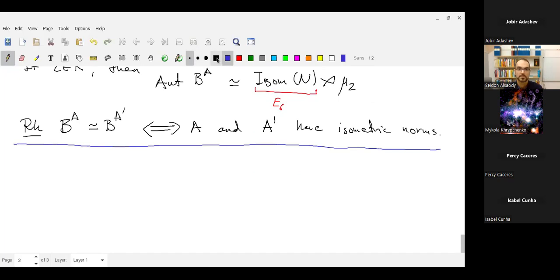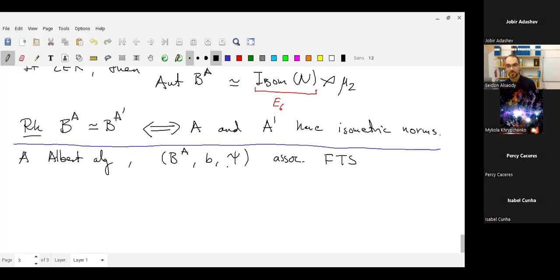So now A is again an Albert algebra. And I take this Freudenthal triple system associated to this. So this is (A, B, psi), some B and some psi. This is the associated Freudenthal triple system. So B is some bilinear form. Psi is a four-linear form that, if you assume 6 to be invertible, you can replace with a trilinear form or a quartic form, if you wish.